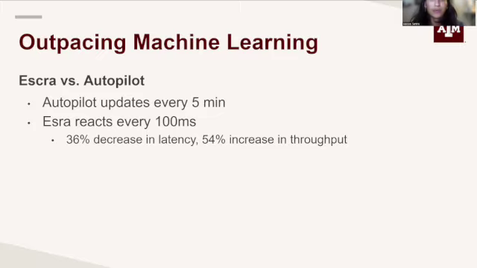Autopilot, which is Google's ML-based autoscaler, is smart, but in this case, it proved not to be as fast as Escra, since it updates every 5 minutes, which is fine for predictable workloads, but not when you're working with unforeseen workloads. Escra updates every 100 milliseconds, and as a result, it cut latency by 36% and increased throughput by over 54%. Escra proves to be a whole different speed class in this case.